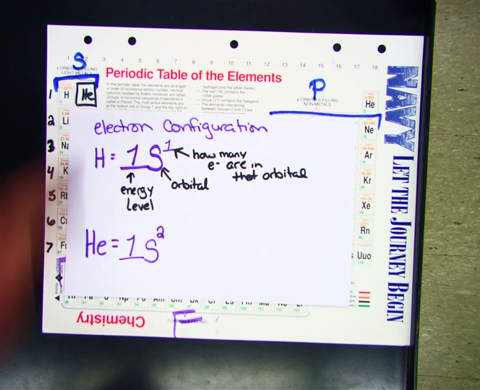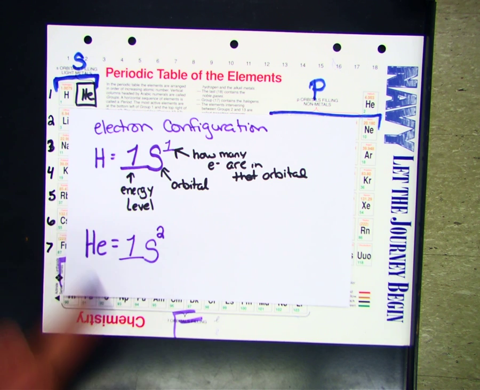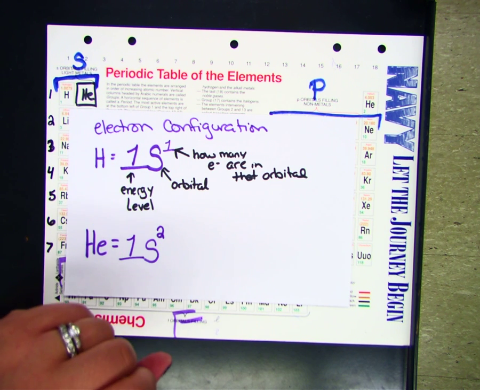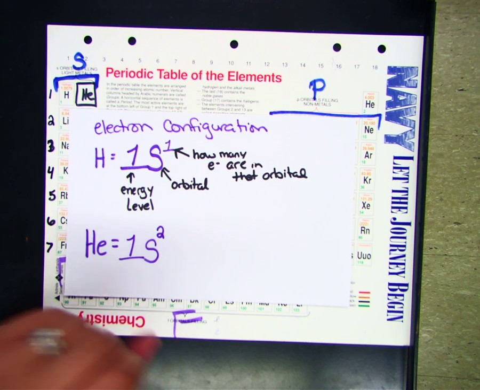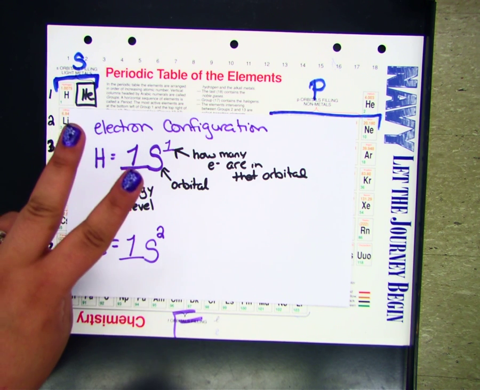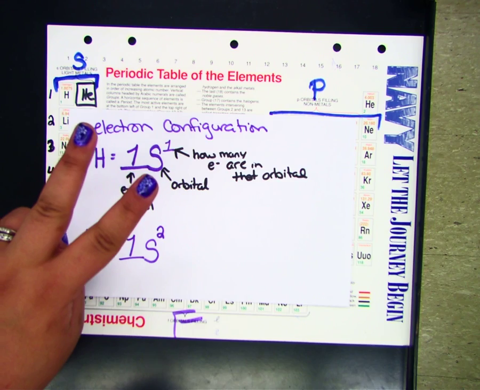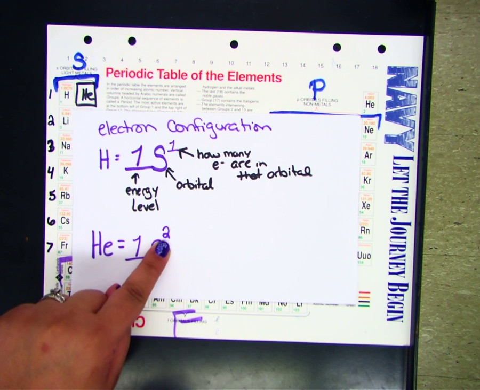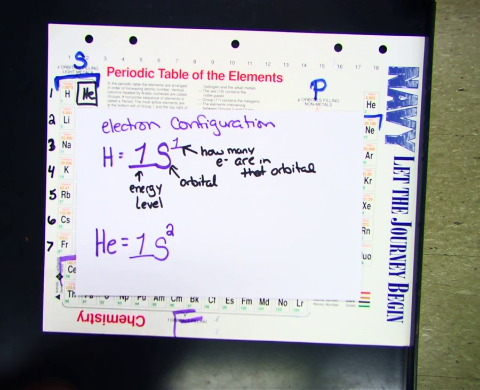Can the superscripts ever be negative? No, they're always positive. Because there's 1, 2 blocks. Helium has how many protons? What's its atomic number? 2. So it has how many protons? 2. So it has to have how many electrons? 2. So if I count the superscript, 2.